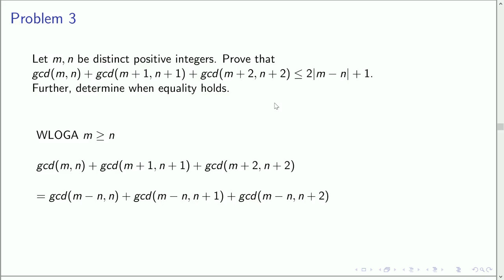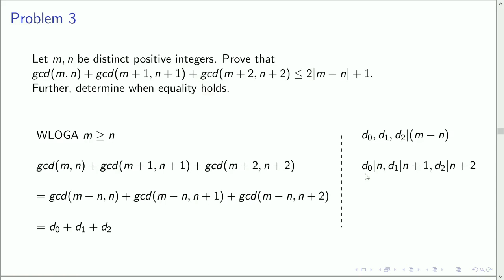And now how do we proceed? So let's say this is D0, let's say this one is D1, let's say this one is D2. Okay. So now what can you say about these numbers D0, D1 and D2? First of all, three of them divide m minus n. Okay. And then what you have is D0 divides n, D1 divides n plus 1 and D2 divides n plus 2. So what more can you infer from this?